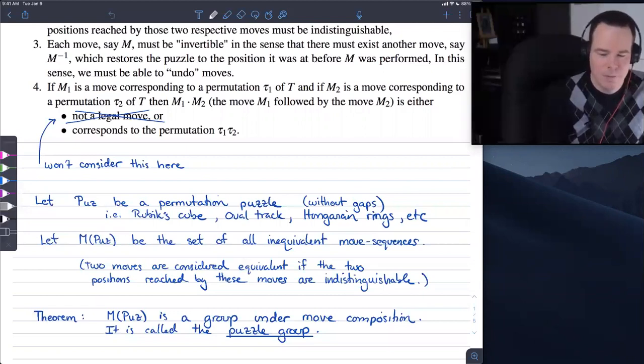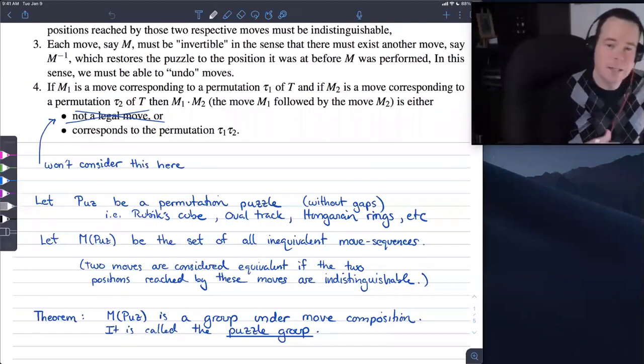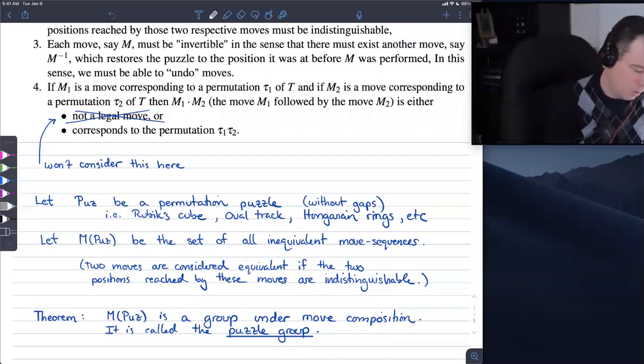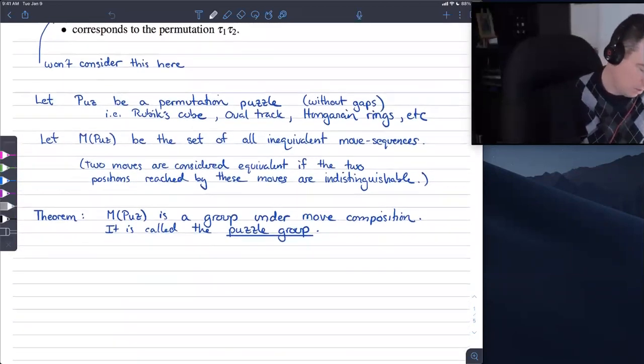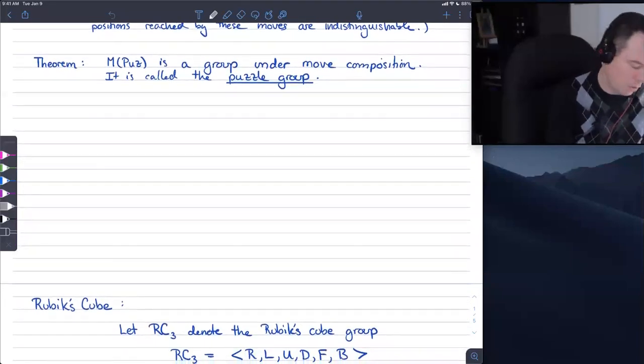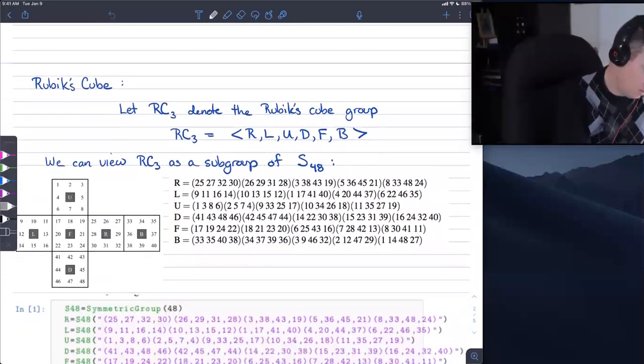Then the set of all these move sequences on a puzzle is called the puzzle group. And that's the group we're going to be assigning to each puzzle as we move forward. Today, with this section, we're going to see how we can do these things in Sage. These are all going to be, as we said, permutation puzzles. So let's see how we can do them in Sage.